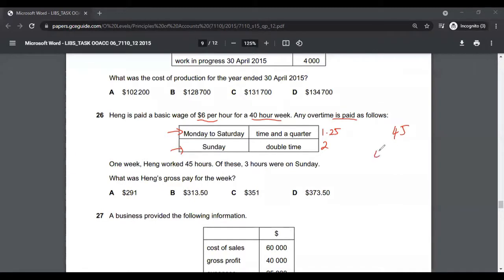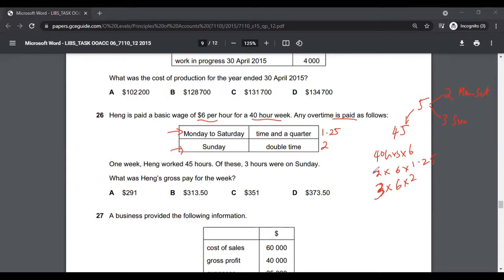So for 40 hours, you will do times 6. Out of the 5 overtime hours, 3 hours are on Sunday, and then 2 hours could be somewhere between Monday and Saturday. We do not know which day, but we can say that the 2 hours would be from any day between Monday and Saturday, right? So for 2 hours, you would do 6 times 1.25. That's the rate of overtime. And then for Sunday, it would be 6 times 2, for 3 hours.